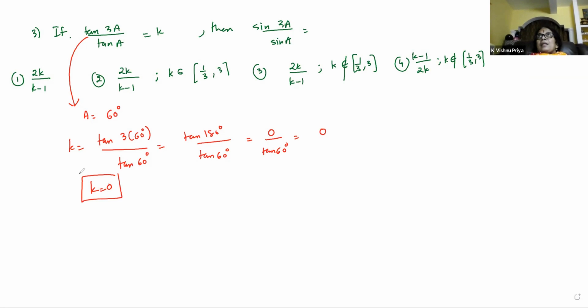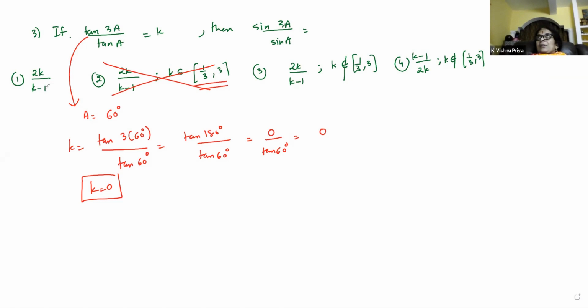Okay. Now, first of all, see which interval k is present in. If k is 0, it can't be between 1/3 and 3. They said k belongs to the interval (1/3, 3), but 0 is not included there. That's why you can't take the second option. I have crossed out the second option, no doubt. That is not our answer. But whether it is the first, third, or fourth option, I have to find. For that, I have to use another technique.